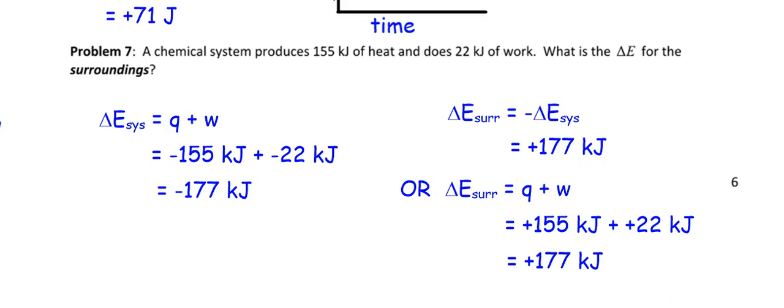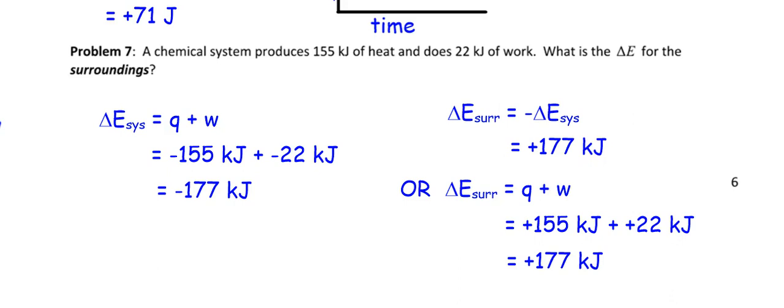Welcome back. Hopefully you worked on this. So a chemical system produces 155 kilojoules of heat. If it's producing it, it's releasing it, so it's negative, and it does 22 kilojoules of work. Again, if it's doing work, it's a negative value. What's the delta E for the surroundings? What am I going to calculate first? I want to find the delta E for the system, and I get negative 177. So what is the delta E of the surroundings?